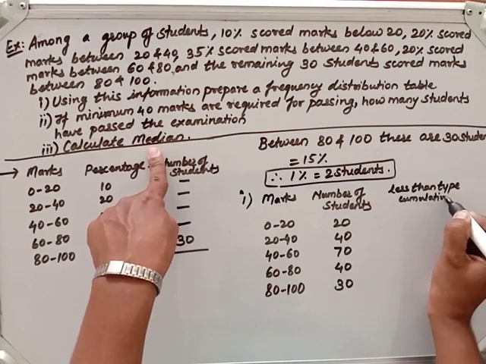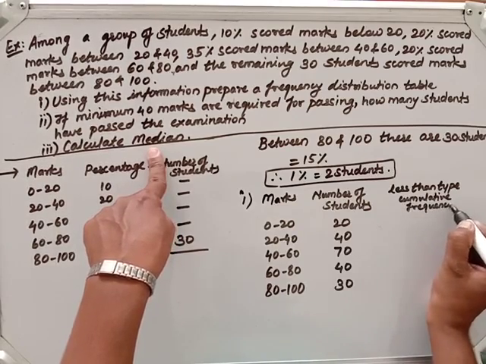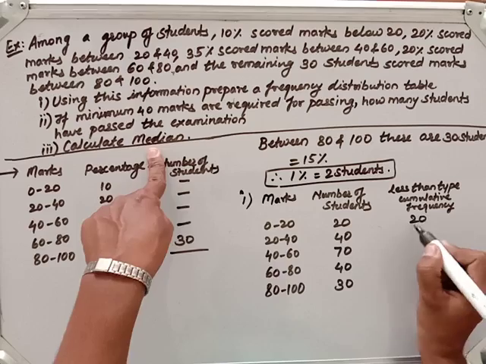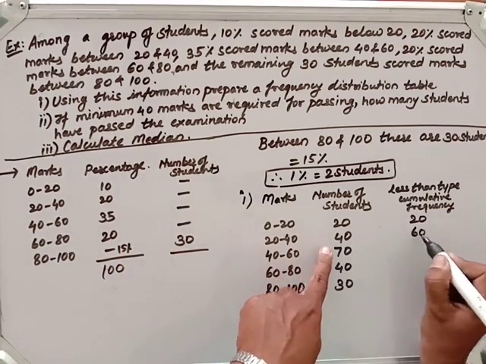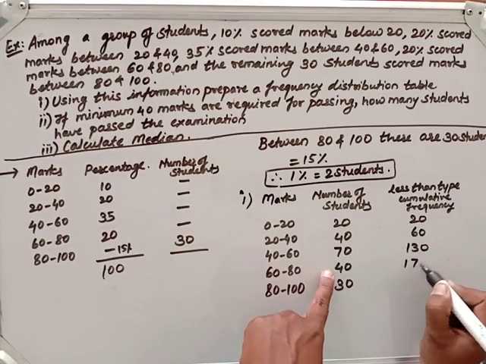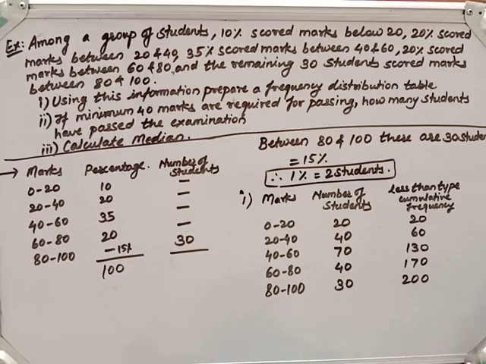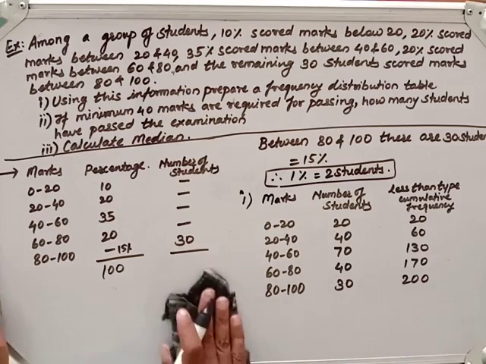Cumulative frequency. Less than type cumulative frequency is also required. So here it is 20, 20 plus 40, so 60, 60 plus 30 is 130, 130 plus 40 is 170, 170 plus 30 is 200. So here we get 200. Fine.